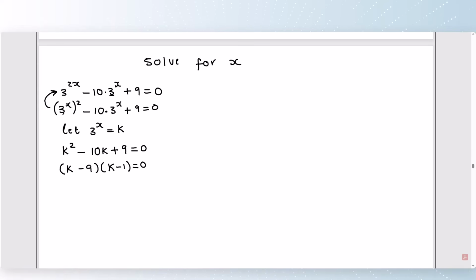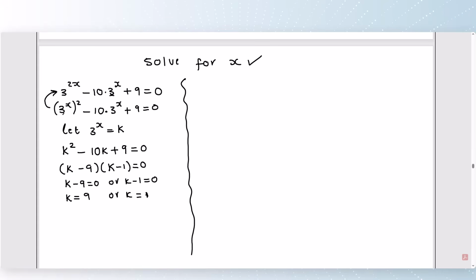When you multiply negative 9 and negative 1, you get positive 9. When you sum them, you get negative 10. So k minus 9 equals 0, or k minus 1 equals 0. Transpose the negative 9, it's going to be 9, or transpose the negative 1, it's going to be 1. The question is, solve for x, not k. So you're not done. You need to go back and look for the values of x.